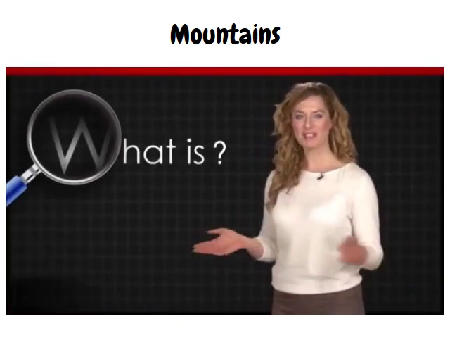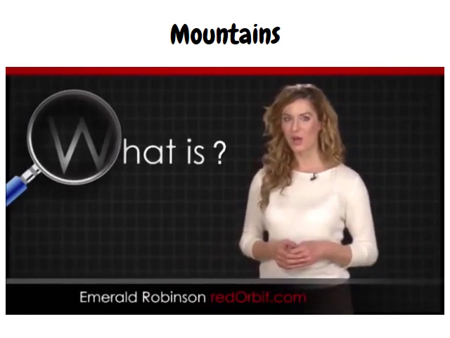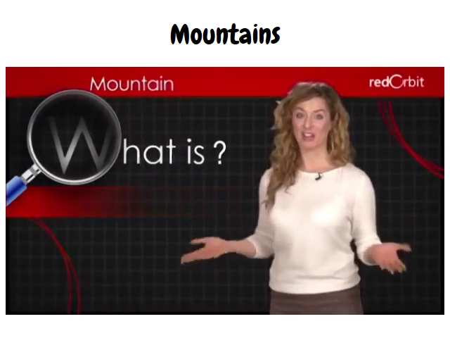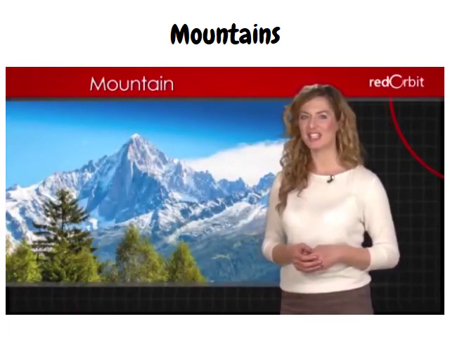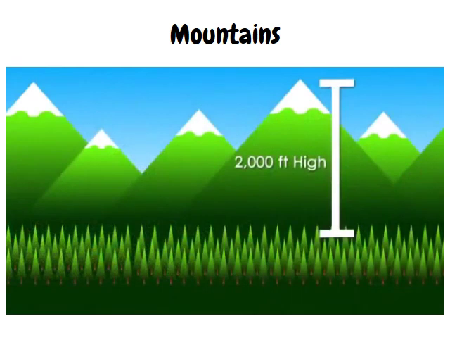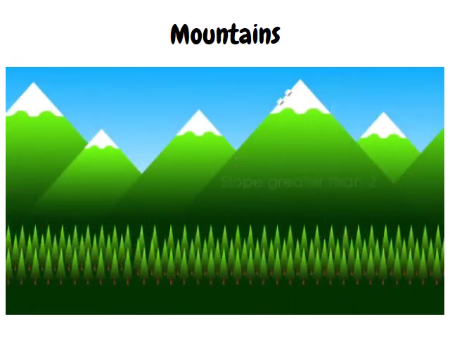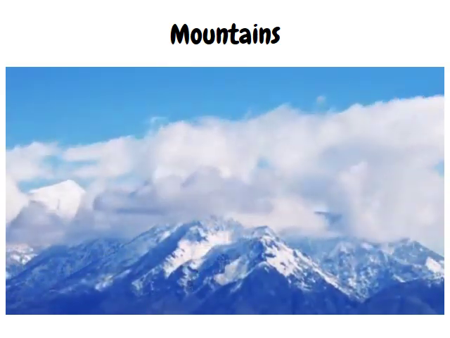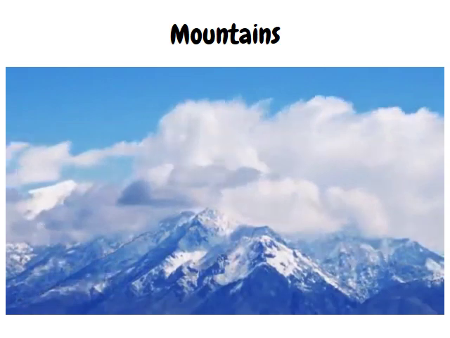Hi, I'm Emerald Robinson, and in this What Is video, we're going to answer the question, what is a mountain? Defining what a mountain is can be tricky, but a good definition is any landmass higher and steeper than a hill. Many geographers agree that mountains are a minimum of 2,000 feet high and have a slope that's greater than 2 degrees. There are many types of mountains, and they're classified by how they're formed.